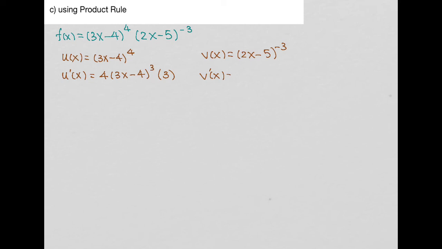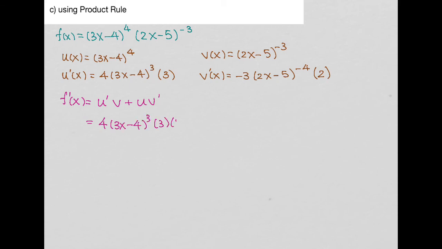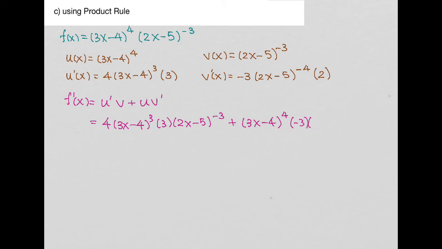So v prime of x will be, bring down the exponent, negative 3, (2x minus 5) to the exponent negative 4 times the differentiation 2. Then let's try to use the product rule. So f prime will be u prime v plus u v prime. So it's going to be 4 times (3x minus 4) to the exponent 3 times 3 times the v, (2x minus 5) to the exponent negative 3, plus u, which is (3x minus 4) to the exponent 4, times v prime. So it's going to be negative 3, (2x minus 5) to the power negative 4, times 2.